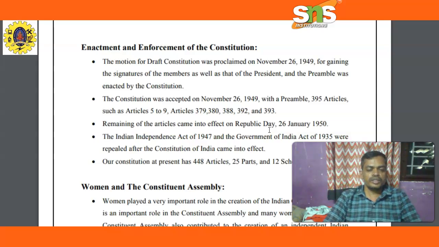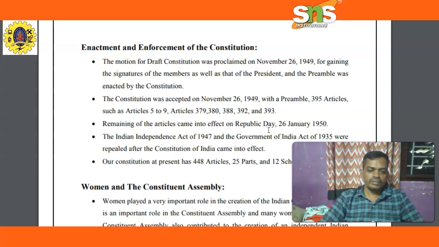Enforcement of the Constitution. The motion for the draft Constitution was proclaimed on November 26, 1949, for gaining the signatures of the members, as well as the President, and the preamble was included in the Constitution. The Constitution was accepted on November 26, 1949, with the preamble and 395 articles. Articles 5 to 9, 60, 324, 366, 367, 379, 380, 388, 392 and 393 came into effect immediately. The remaining articles came into effect on Republic Day, 26 January 1950.